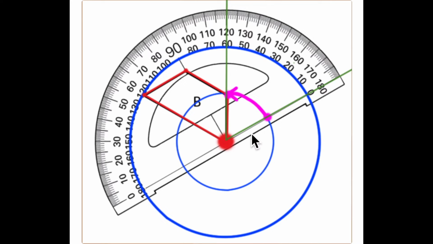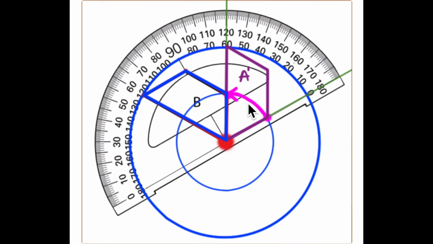And then you can look at that rotation from here. This is 0 degrees. Up to here, this is 60 degrees. So it is a 60-degree rotation. So A prime to B is a 60-degree rotation.